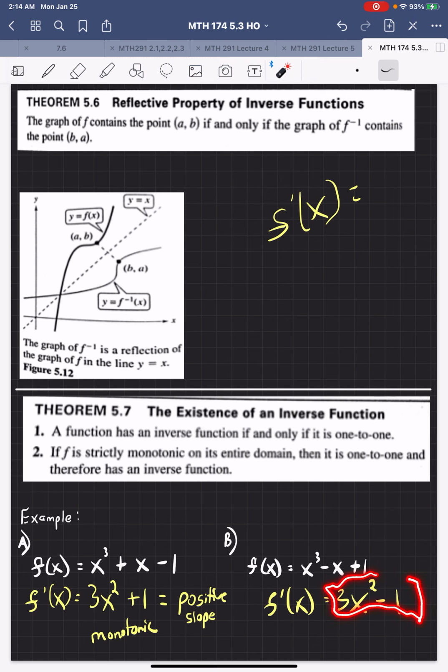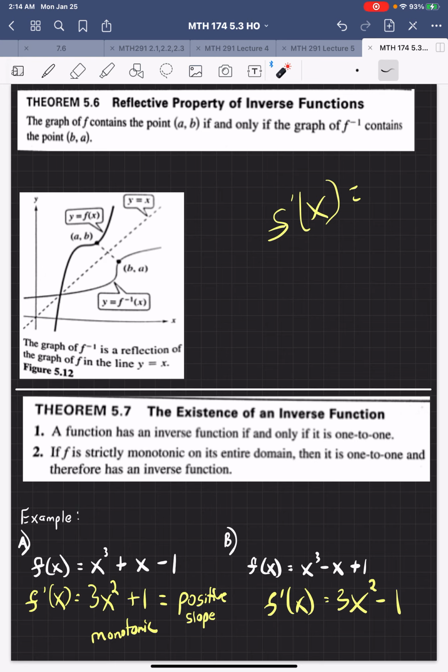From this derivative here, depending on the x value, you could get positives or negatives, right? I mean, think about it. What if x is 0? If x equals 0, then your slope is a negative number. But if x is 2, then your slope is 11, right? So you see how if you have negative slopes and positive slopes, then your graph is going up and down. If it's increasing, decreasing, then it's not monotonic.